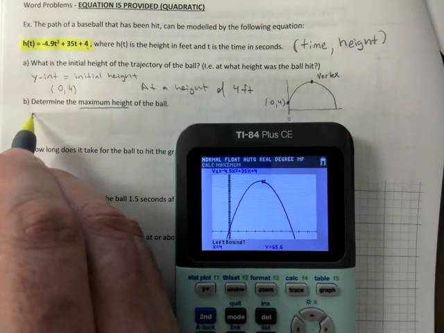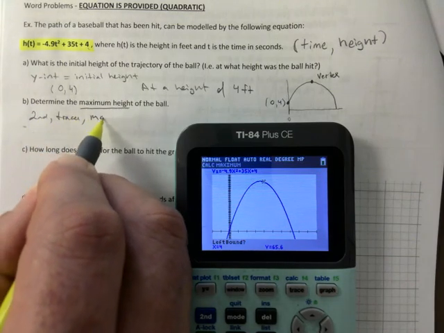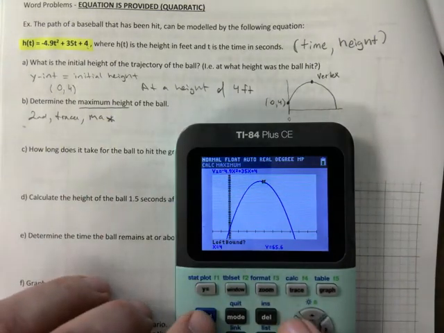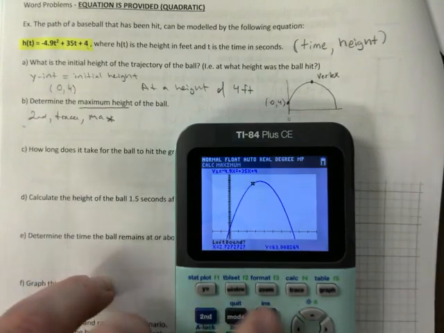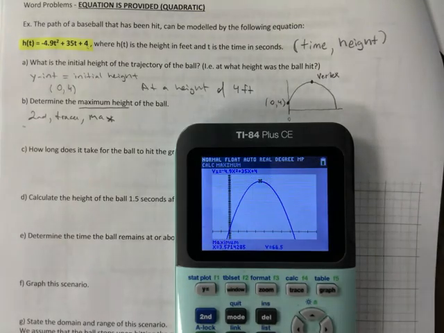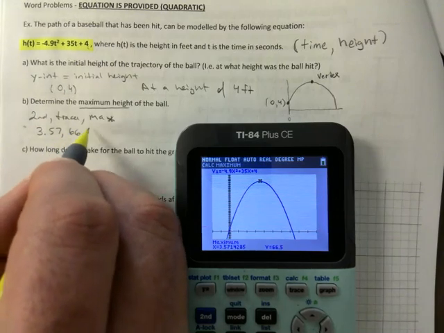So I'm going to just say, before I answer, second trace, max, and I'm going to state the coordinates right here. Left bound, so I've got to go to the left boundary, right boundary, enter, enter. That's 3.57, 66.5.